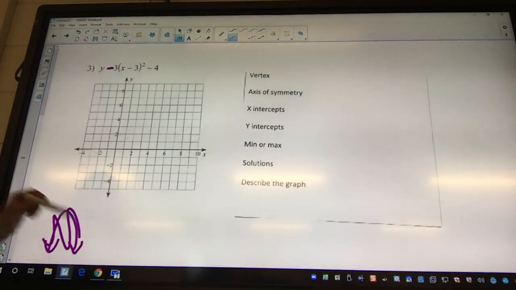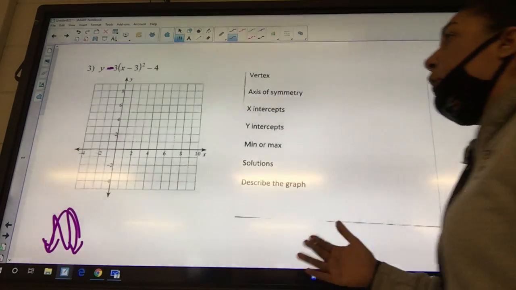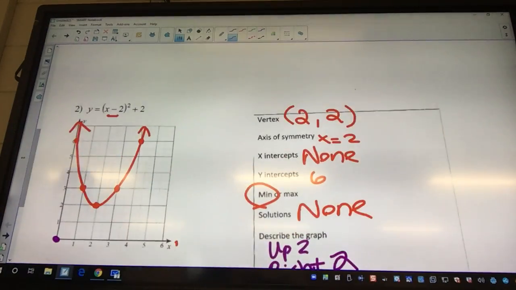Now on all of the other problems, there's no number out front. If you look at number 1 and number 2, there's no number in front of that parentheses. That's what we were doing yesterday. What that's saying is it has a slope or a scalar of 1. So we could go up 1 over 2.